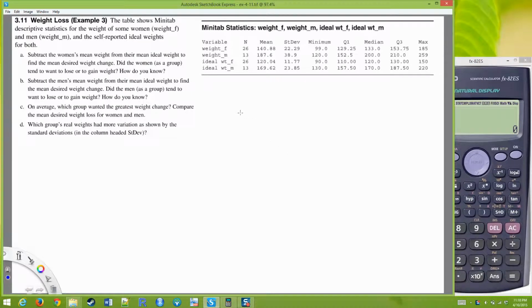Okay, this is problem 3.11, and it's talking about weight loss. It says the table shows Minitab descriptive statistics for the weight of some women and men and their self-reported ideal weights for both. So we see weight F for the females, with a total of 26 numbers, and the mean, standard deviation, min, Q1, median, Q3, and max. They appear for each of these four variables.